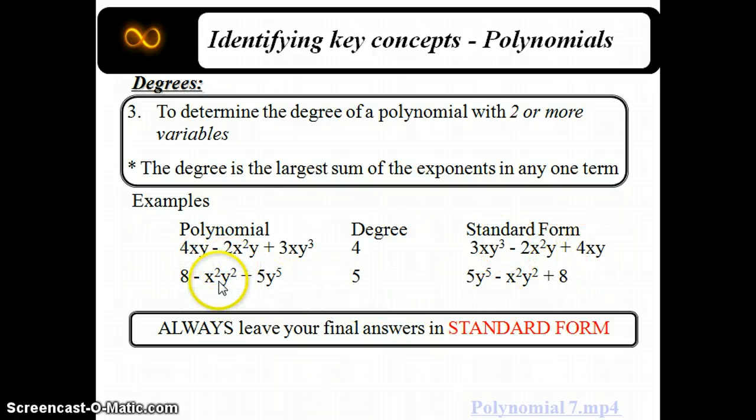The last polynomial, this has degree of 4, 2 and 2. 8 has degree of 0, and y to the power of 5. So this would have to come first because it has the highest exponent. The next would be this term, minus x squared y squared, and this would be a positive 8, so we will leave it as a plus 8. Again, always leave your answers in standard form.